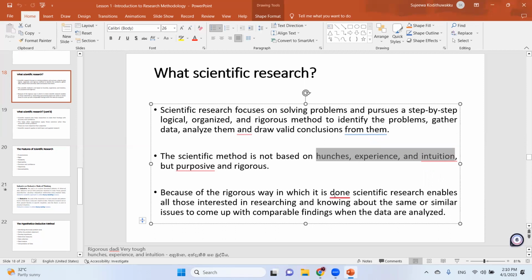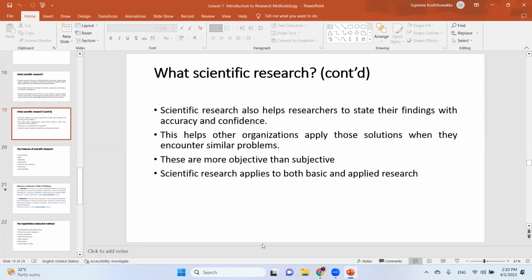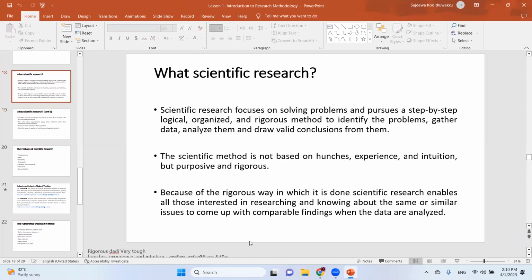Because of the rigorous way in which it is done, scientific research enables all those interested in researching and knowing about the same or similar issues to come up with comparable findings when the data are analyzed. That's the thing. Otherwise, let's say Mr. A and Mr. B analyze the same issue, but their findings may be different, and their recommendations or suggestions completely different, right? That's the thing.